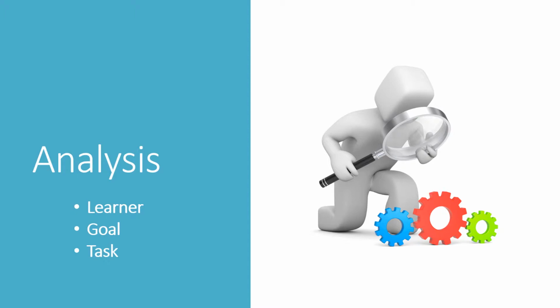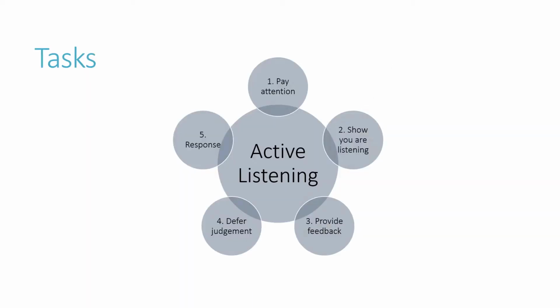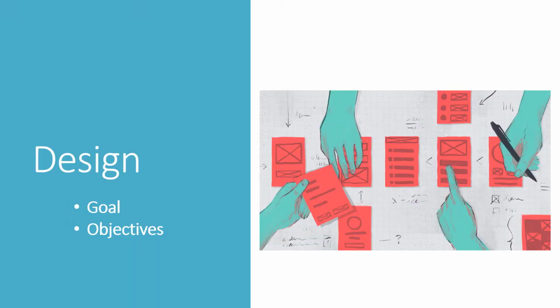So when I designed the objectives and I designed the course, I did it thinking about those 5 component tasks and the whole task of active listening. So these are those 5 behaviors or 5 component tasks: pay attention, show you're listening, provide feedback, defer judgment, and respond, all of those being part of the whole task of active listening. Again, we already know what the goal is. It was stated for us.